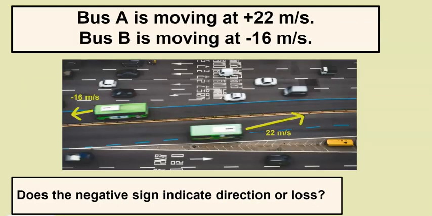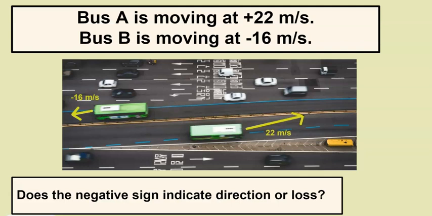Okay, now we're going to move on to positive and negative velocity. So bus A is moving at 22 meters per second, and bus B is moving at minus 16 meters per second. Does the negative sign indicate direction or loss?